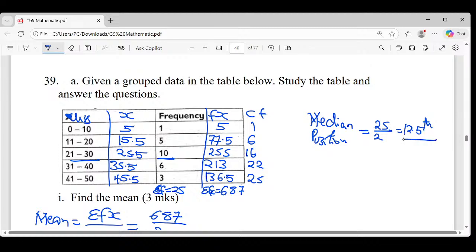After getting the 12.5 position, you look at the cumulative frequency column. Where does 12.5 lie? 12.5 lies in 16. Therefore, this is going to become our median class. The one I've circled here is our median class.